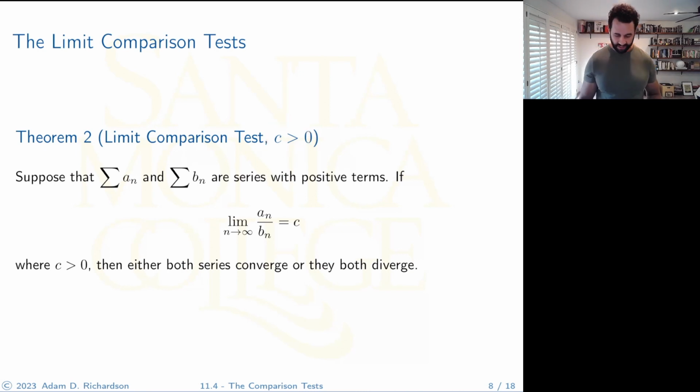And here's what it says. Suppose that these two series are series with positive terms. If the limit as n goes to infinity of a_n over b_n is equal to some number c greater than 0, then either both series converge or they both diverge. That's what this is saying. So in other words, look at the limit of the summands, and if the limit of this ratio converges to a positive number, then the series have the same behavior. They either both converge or they both diverge.